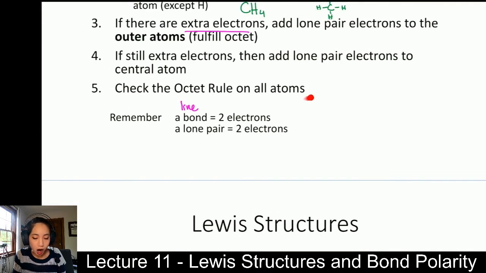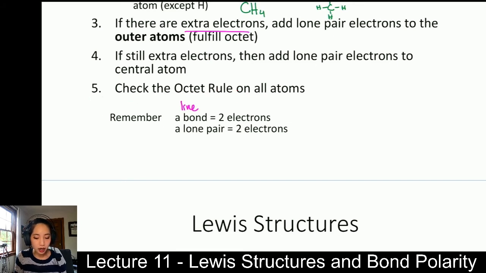But remember, step 5 is check octet rule on all atoms. So I'll note that we got to skip step 4 because we used up all of our extra electrons on just the outer atoms. So it's very important that you keep inventory of all the electrons that you place. So we got to skip step 4 because we used up our electrons.